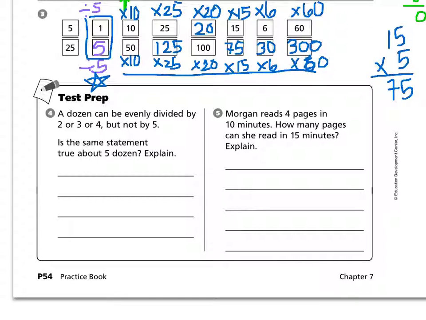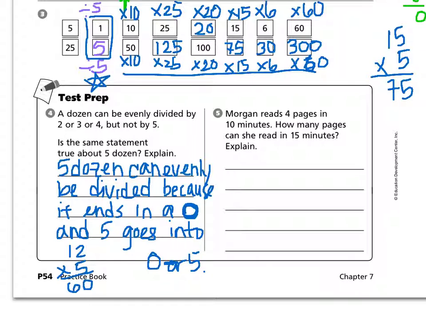Number 4, a dozen can be evenly divided by 2, 3, or 4, but not by 5. Is the same statement true about 5 dozen? Explain. So I know that a dozen is 12, and I'm going to multiply it by 5, and I get 60. And I know that it can be divided by 5 because it ends in a 0, and any number that ends in 5 or 0 can be divided by 5.